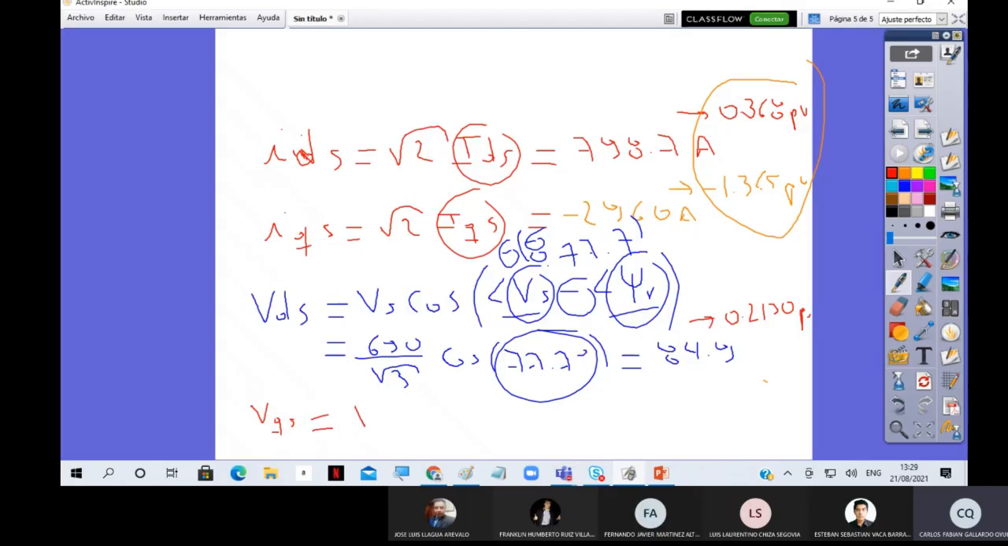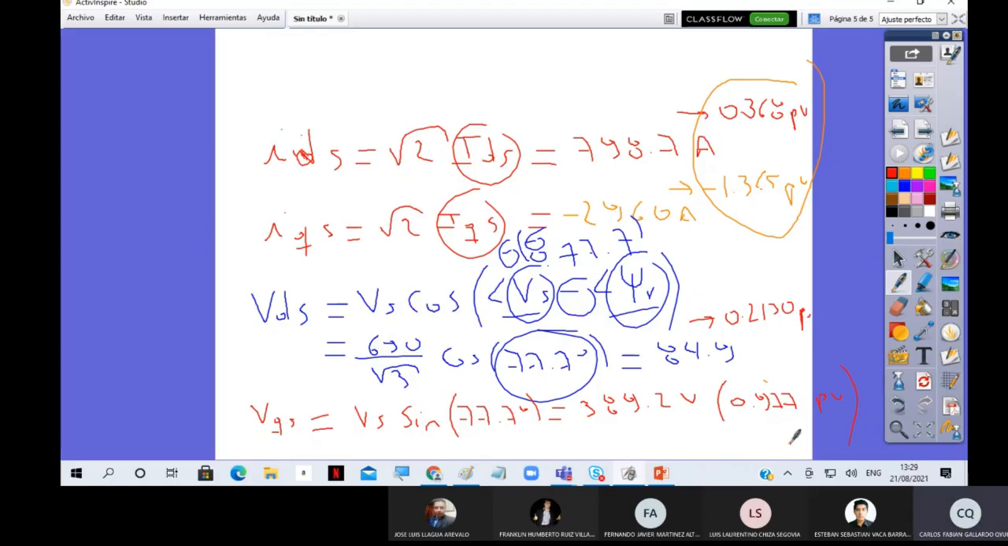And what about the stator voltage on the Q axis? This is equal to the stator voltage. In this case, I will take the imaginary part. This is the sine of the same angle, 77.7, and this is equal to 389.2 volts. In per unit values, I will have 0.977 per unit. So that is it for this problem.